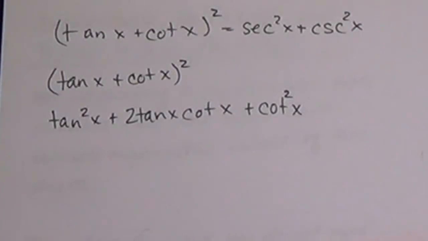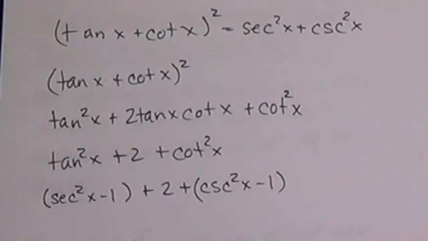And our tangent squared and cotangent squared, we can use our Pythagorean identities. Now these are not the same Pythagorean identities, so we're just going to rewrite them with their corresponding expressions. And now if we look at what's left over, minus 1 plus 2 minus 1, those will cancel out. And so we're just left with secant squared x plus cosecant squared x.